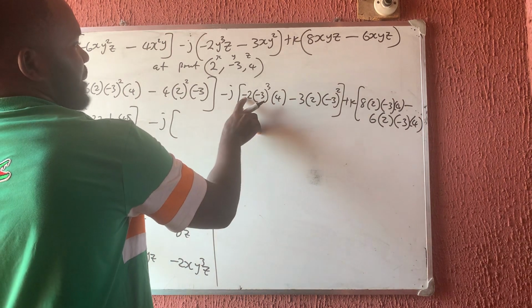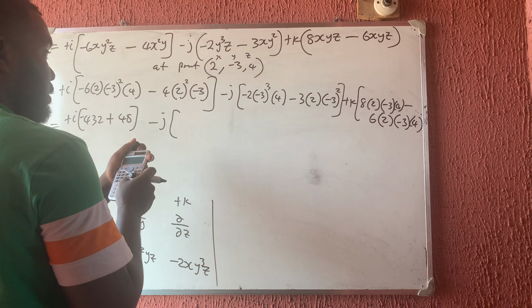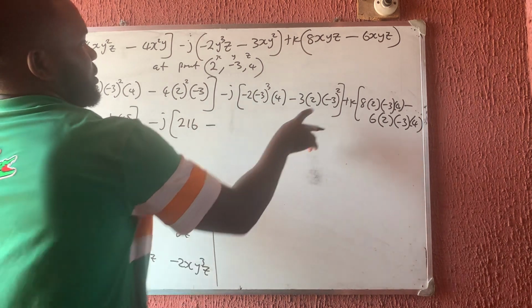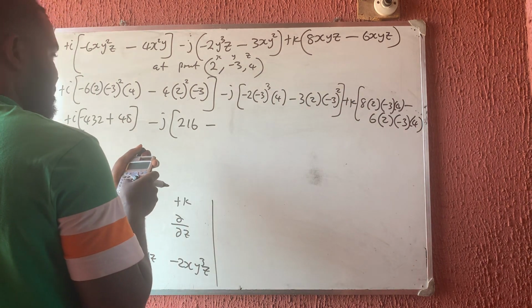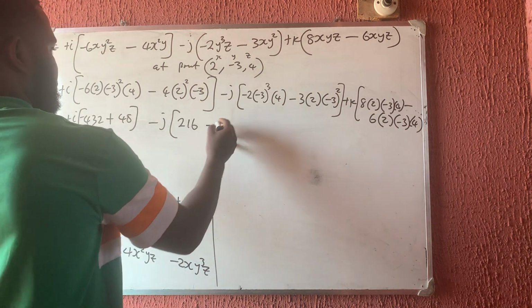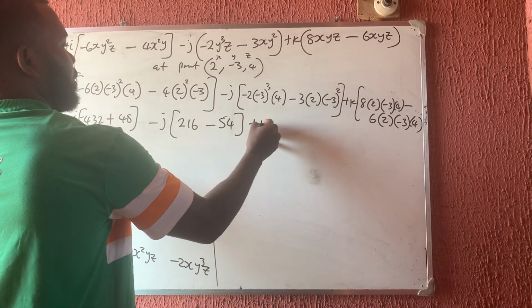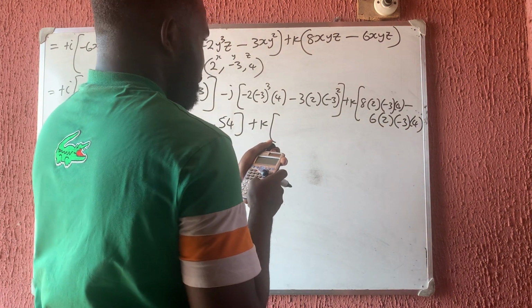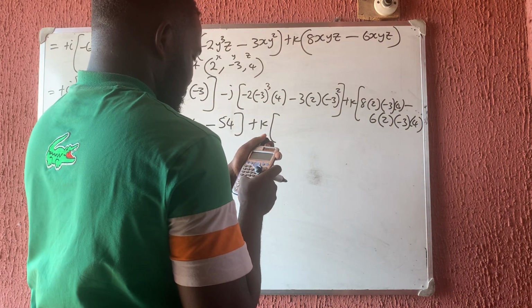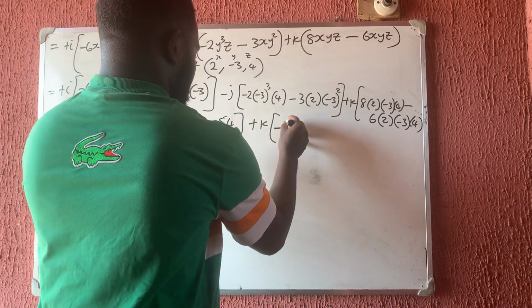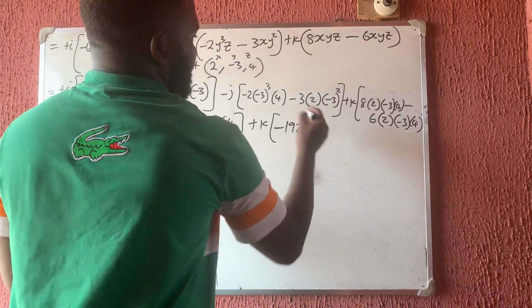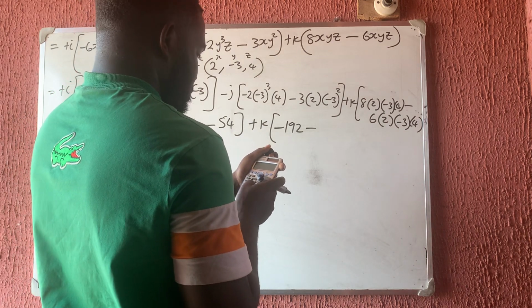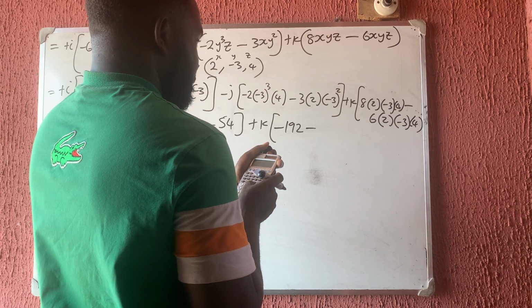In fact, minus 27 times this will make it plus. So I have 2 times 27 times 4, I'm having 216 here, minus this is 9, 3 times 9 times 2, so this is 54 here. You close. Then plus k into, so what do I have here is 8 times 2 times 3 times 4, so this is minus 192. Okay, then minus 6 times 2 times minus 3 times 4.